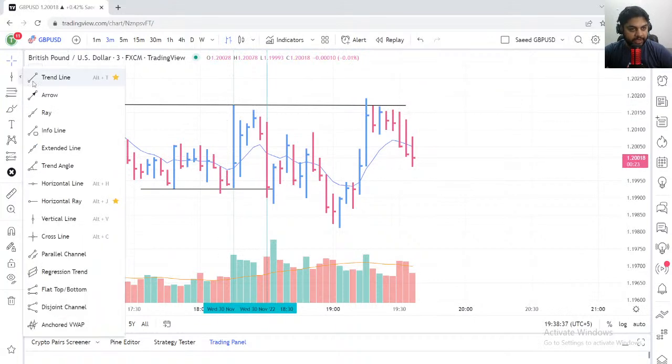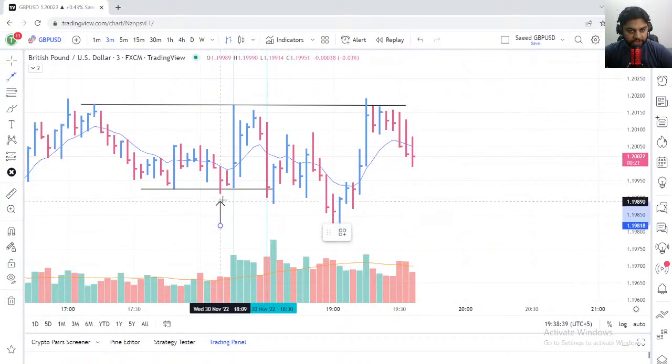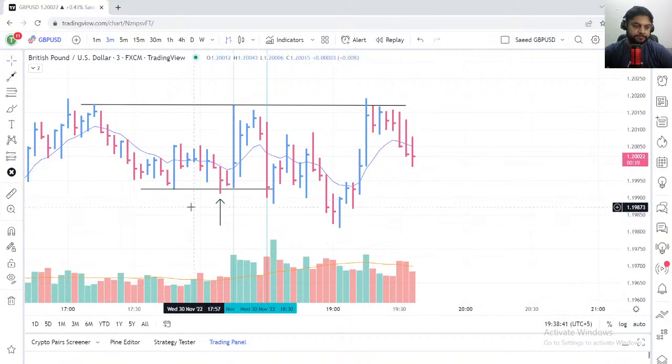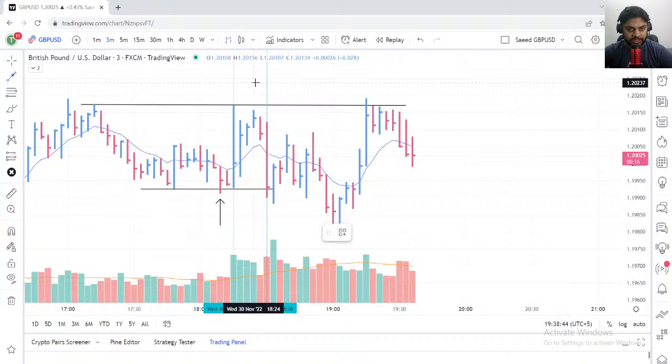Now why did I buy over here? That's what a spring is all about. And then I sold over here, roughly at this point. I put a sell trade and I covered it somewhere around here. My TP was somewhere around this level, so the TP got hit again.